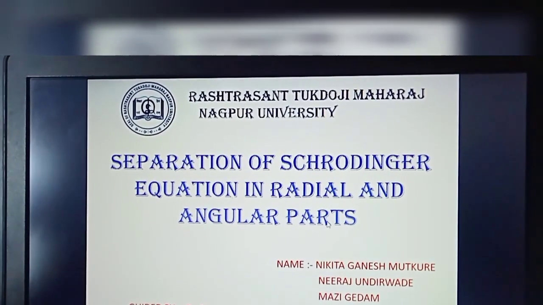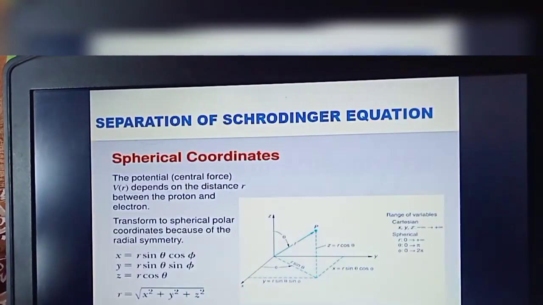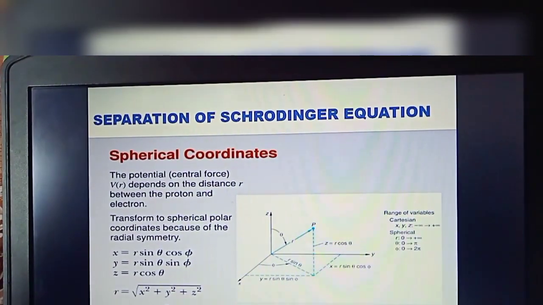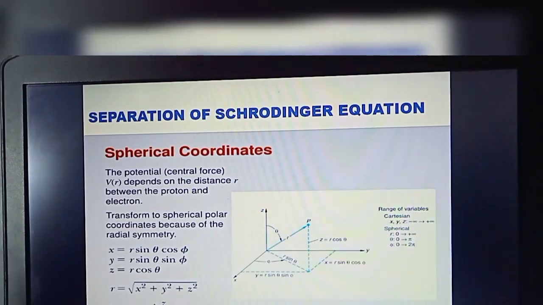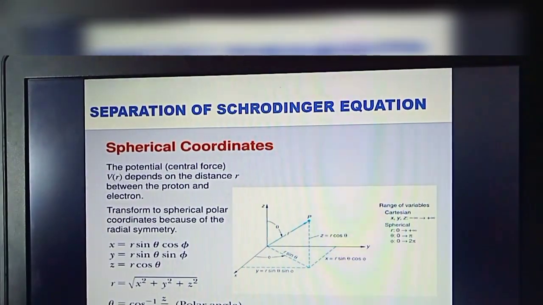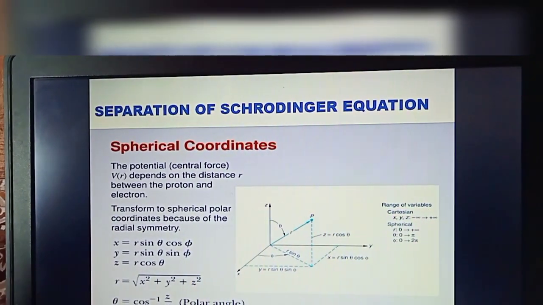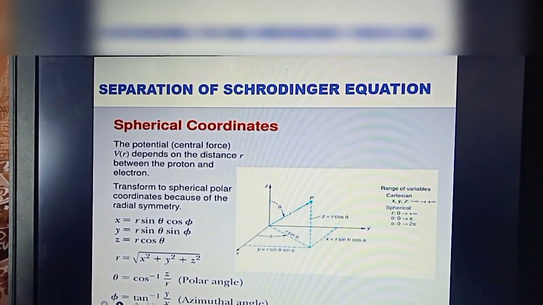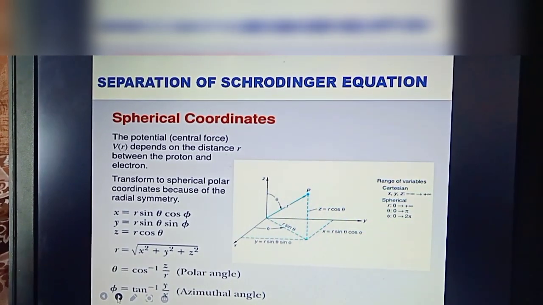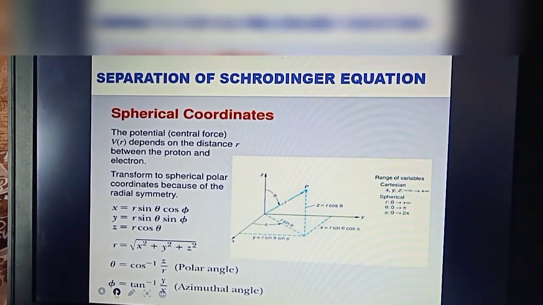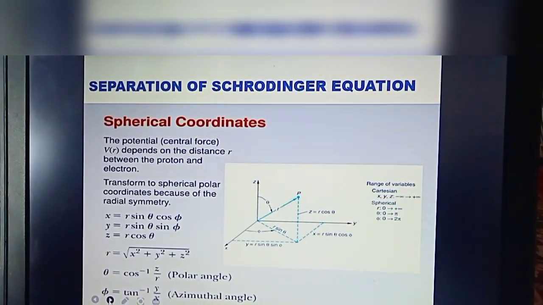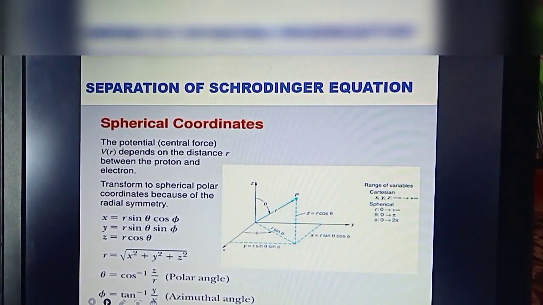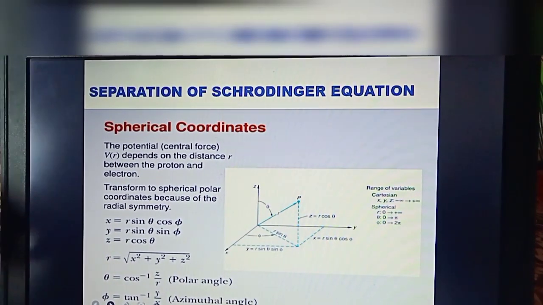Going through our first slide. In our first slide, to learn the separation of Schrodinger equation is needed. Today we take spherical coordinates because the particle is moving with respect to time and constant potential. Then our derivation first part is spherical coordinates. What is spherical coordinates?